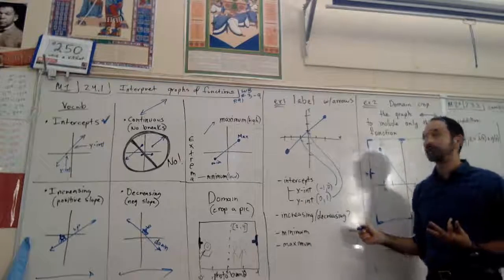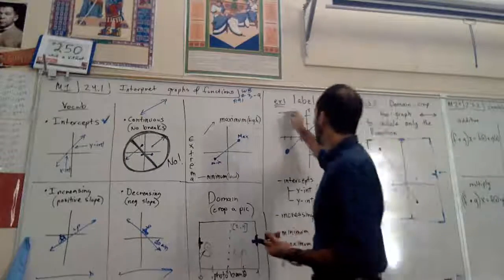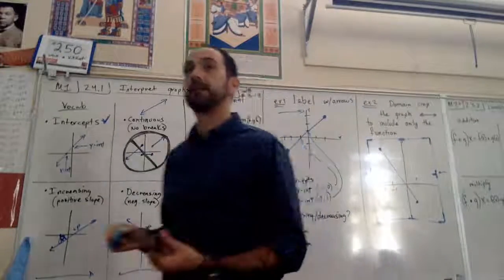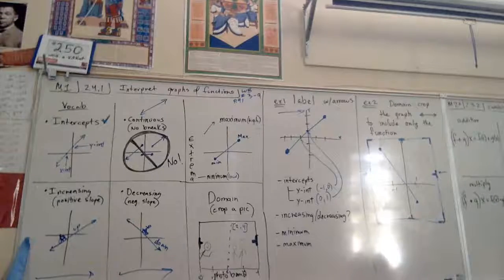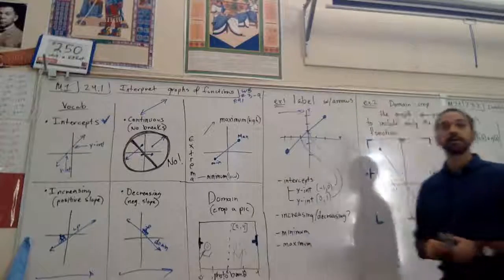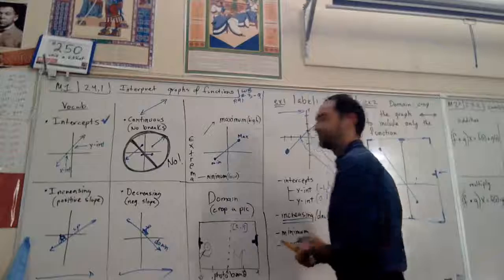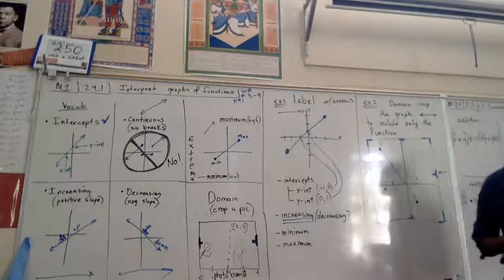All right. Is this increasing or decreasing? Tell your neighbor. How do we read? We read from left to right. What do you think, Jude? What do you think? Increasing. Everybody say that? Increasing.